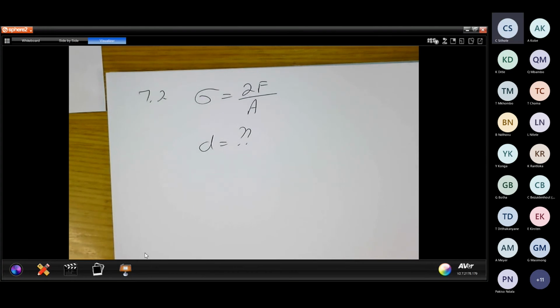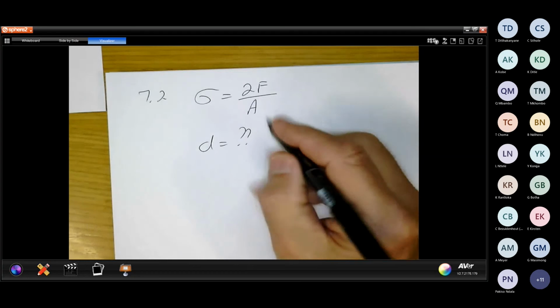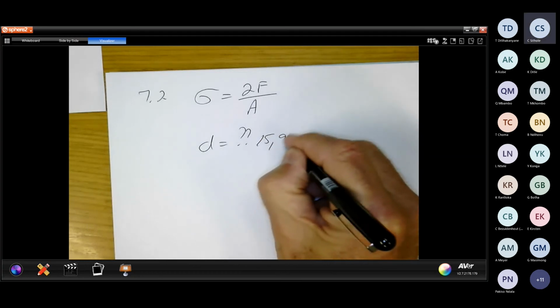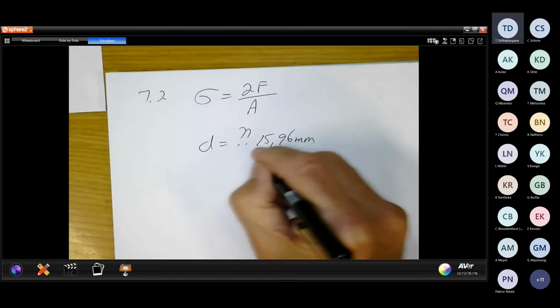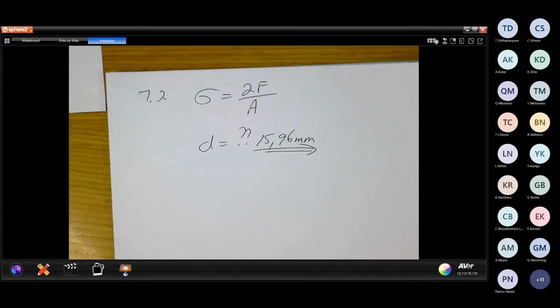Some people do not want only one guy to talk the whole time. I want other guys also. I want the answer from other people as well. Sir, yes. I think I got 15.96 millimeters. 15.96 millimeters. Anybody have a question on this one? So I got 0.016 meter.